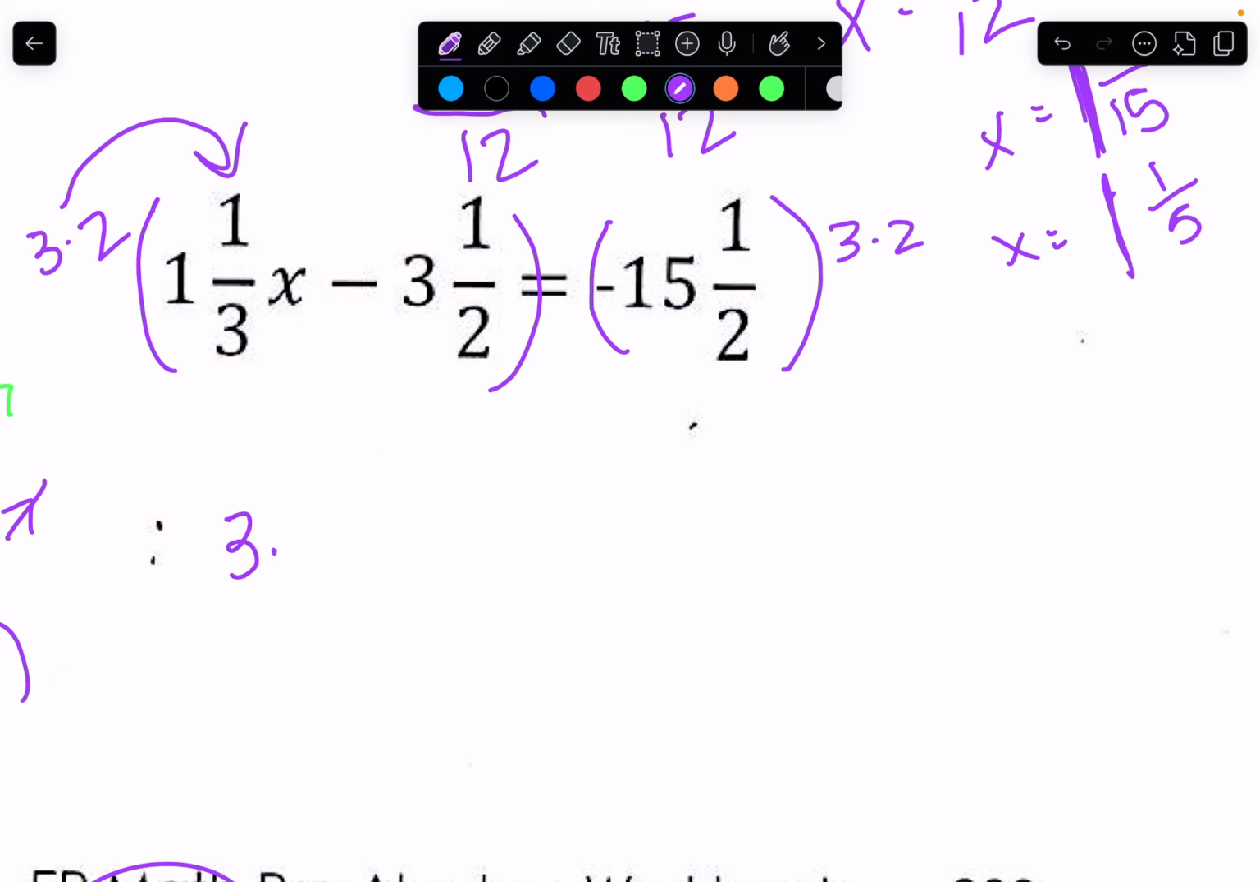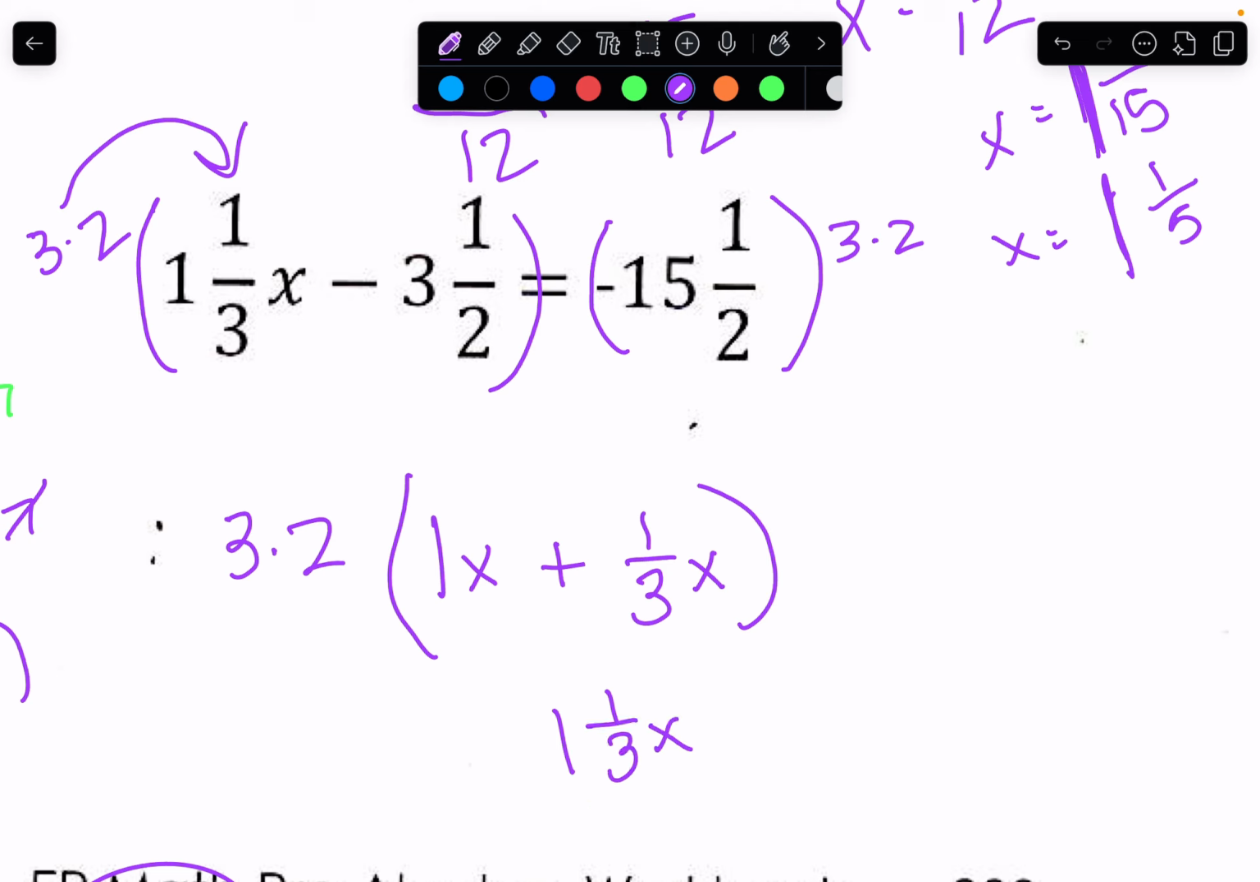This is 3 times 2 times 1 and a third x is really 1x plus a third x. Do we see how 1x plus a third x would be 1 and 1/3 x? Yeah, that's what that is. So we got to separate out the whole number from the fraction, okay? Now, this is easier, right? I multiply times this, and I multiply times this.